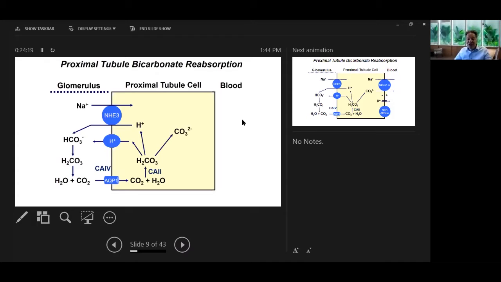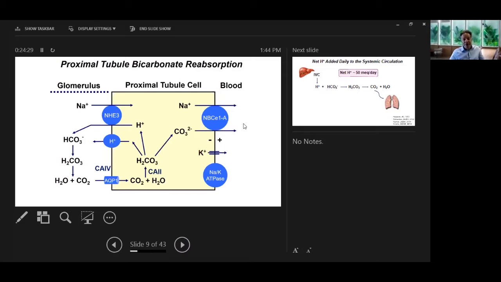They get back in the cell, and in the cell, the reverse reaction occurs. It's catalyzed by carbonic anhydrase 2, and it forms a proton and ultimately carbonate. Next slide. Now the proton just recycles again on the NHE3 and the proton pump on the apical membrane. The carbonate then leaves on the other membrane on another protein that we call NBCE1A, and it transports 1 sodium ion and 1 carbonate.